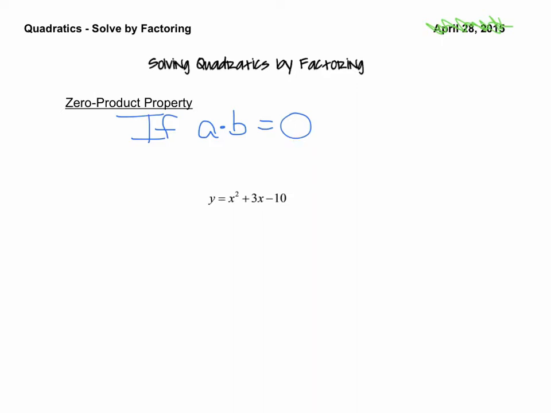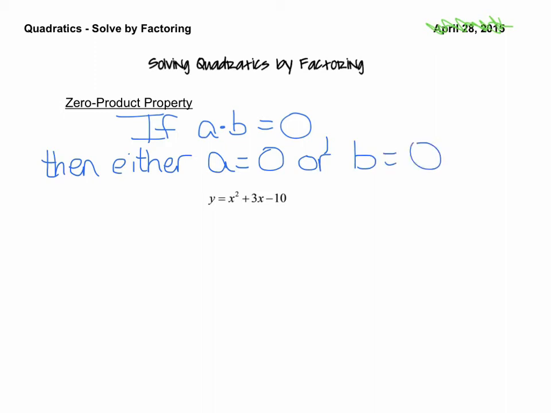Well, to get 0 as an answer, then either A equals 0 or B equals 0. If I'm multiplying two things together and I get the answer of 0, one of the factors has to equal 0. That's going to help us to solve quadratics, okay? So keep that in mind. That's what we're using on every problem we do.